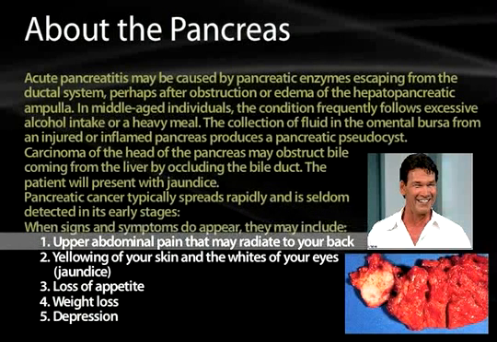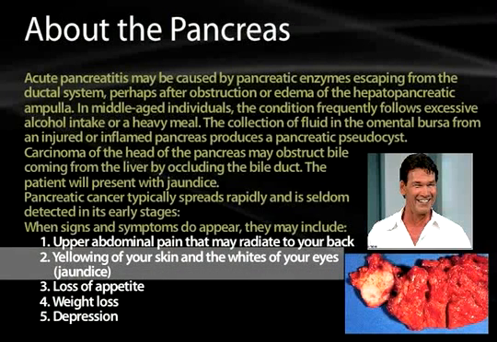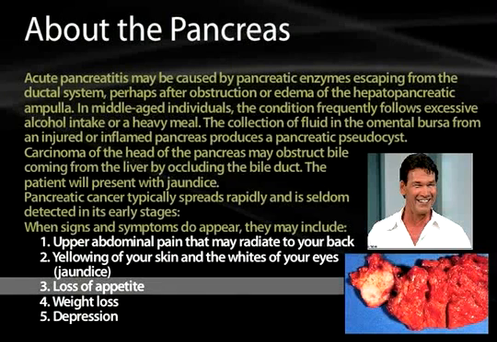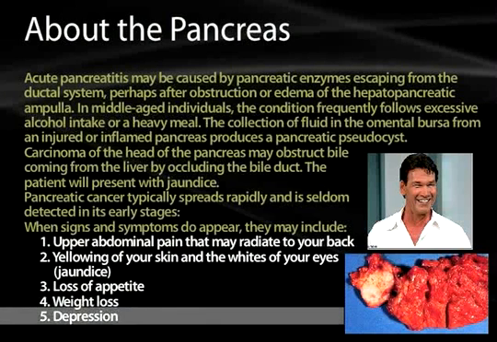They may include upper abdominal pain that radiates towards the back, yellowing of the skin and eyes from jaundice, loss of appetite, weight loss, and depression. So you can see that some of these symptoms are not so forthright that you would never miss it.